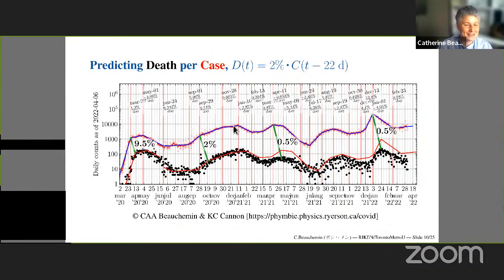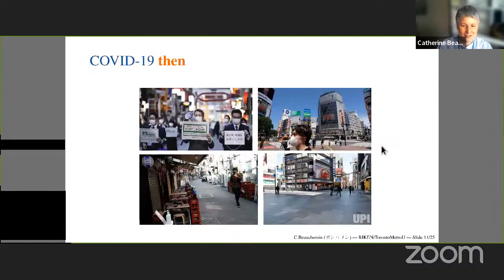What you can see is early in the pandemic, the case to death ratio is around 10%. It dropped to 2% in the second wave in Canada. And then once vaccines were introduced, that number was more like 0.5%. More recently, we'll see what that looks like. We're looking at the past now, so let's look at the past first.